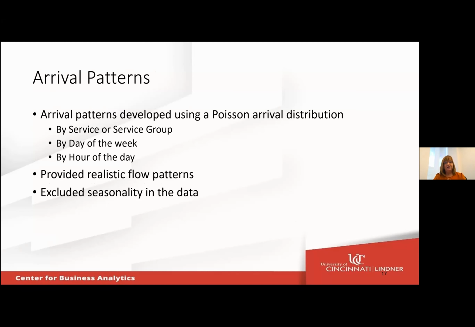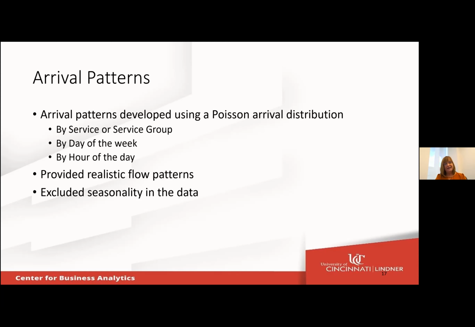Our arrival patterns were Poisson distributed by service or service group. We did this by day of the week and by hour of the day, because you can imagine Saturdays and Sundays, the arrival rates were lower. You get fewer arrivals at 2 in the morning than you do at 2 in the afternoon. So we did this again by day of the week, by hour of the day, and by service. And this provided us very realistic flow patterns.